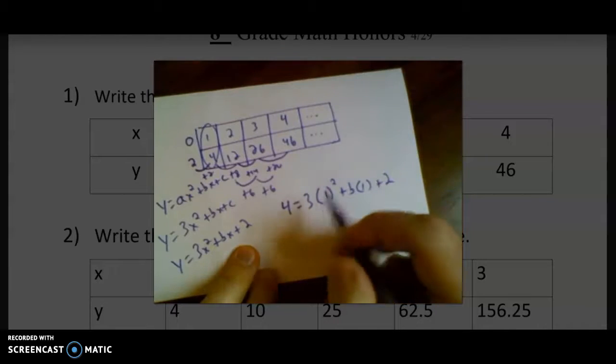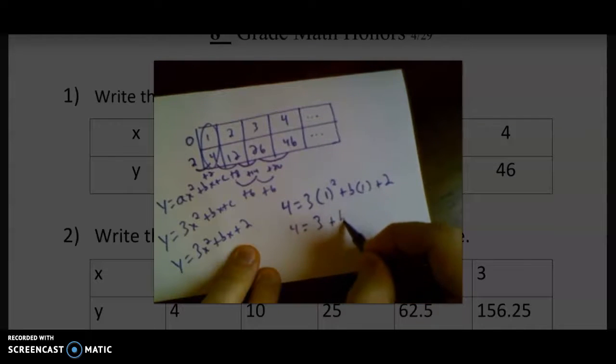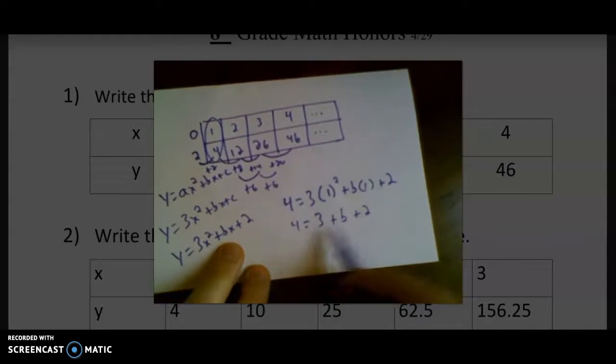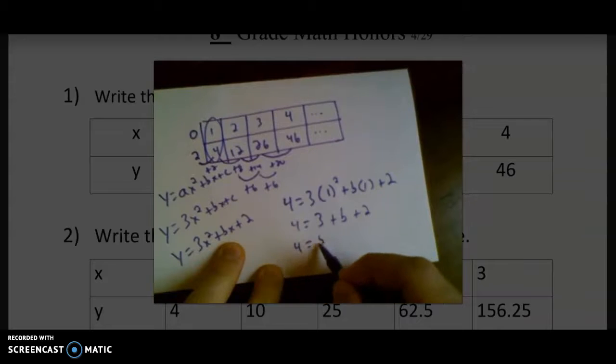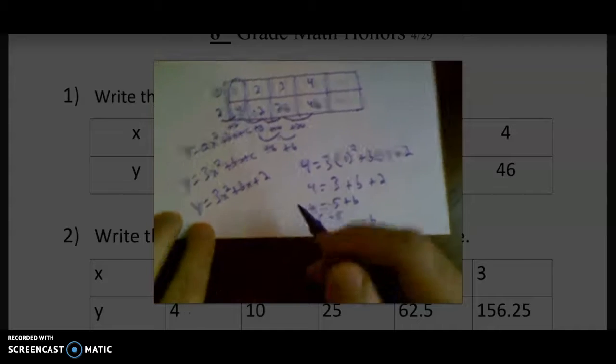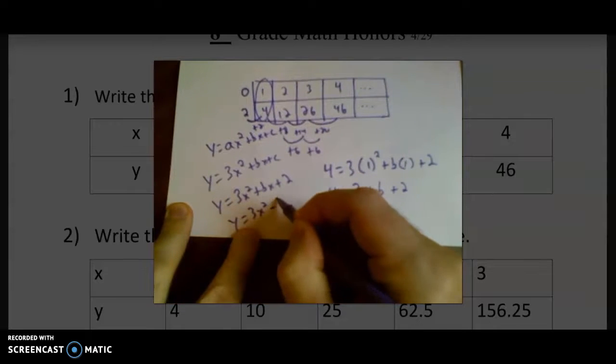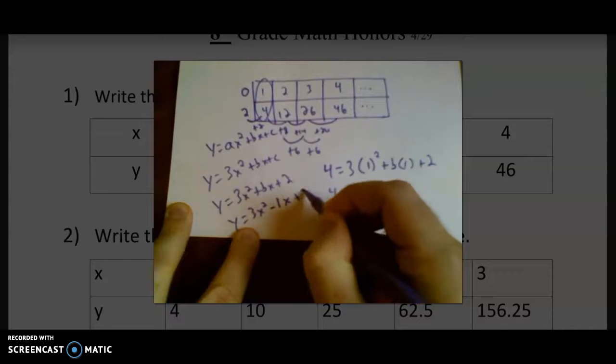Simplify this as much as I can. 1 squared is 1 times 3 is 3. b times 1 means you have a single b plus 2. Combine like terms, so 4 equals 5 plus b. Subtract 5 from both sides, and b would be negative 1. So my equation, y equals 3x squared minus 1x plus 2.